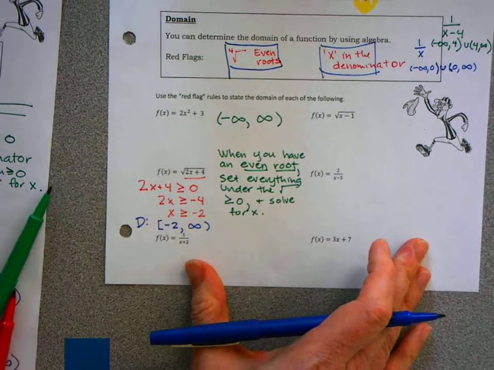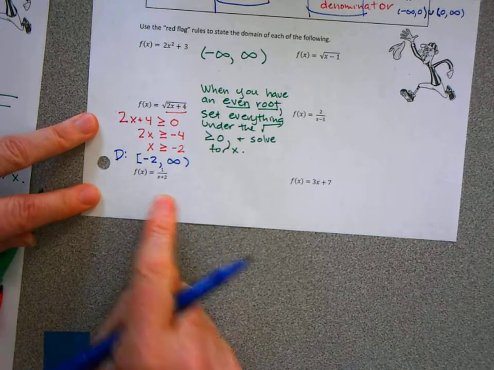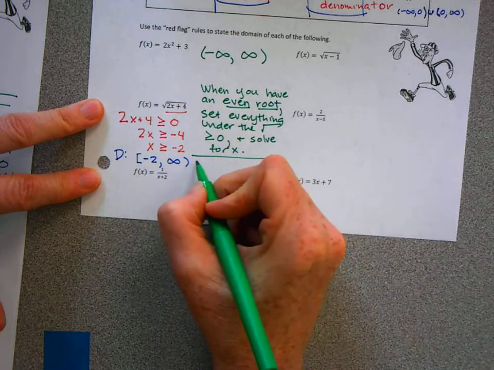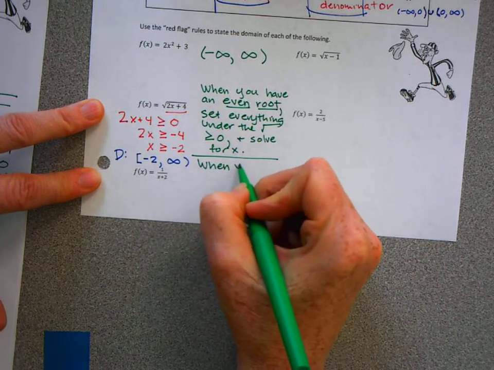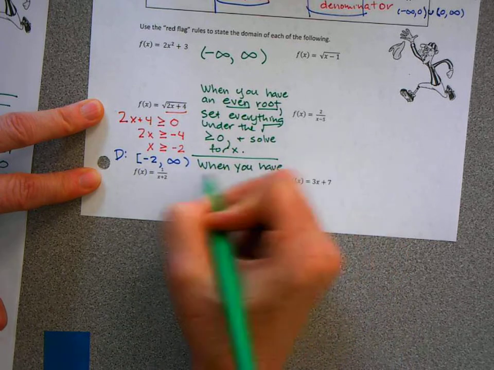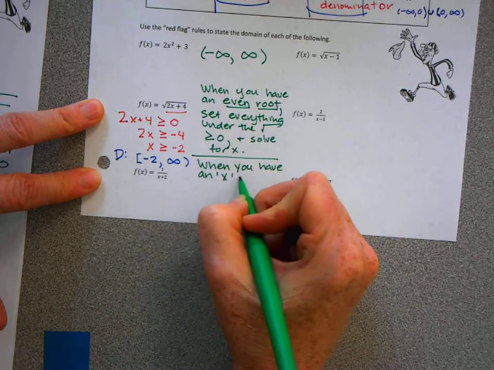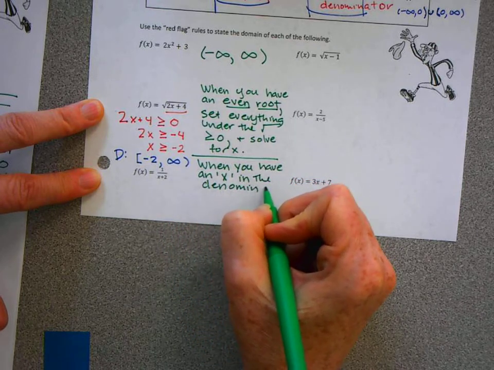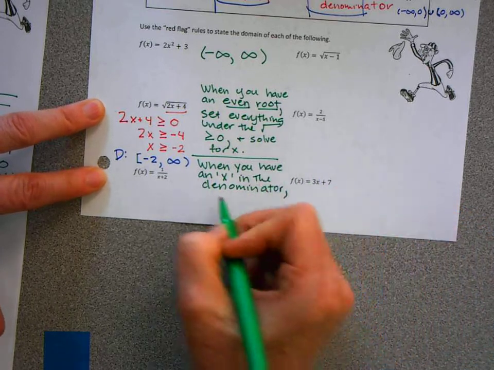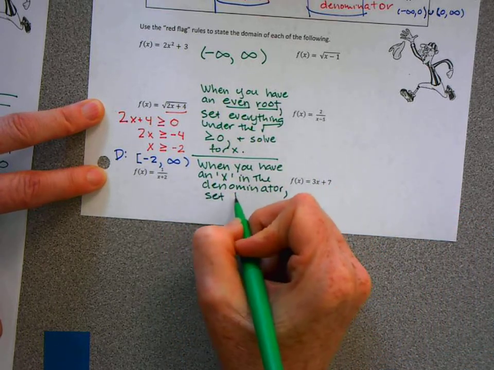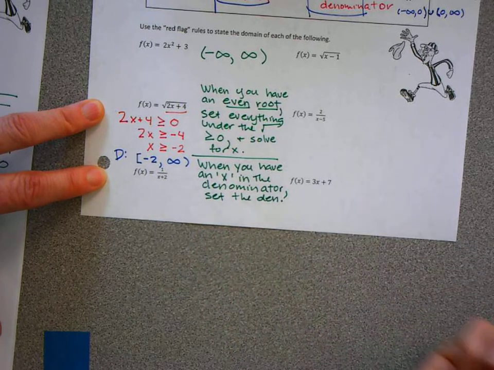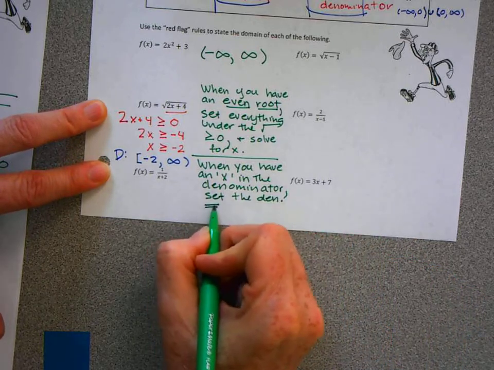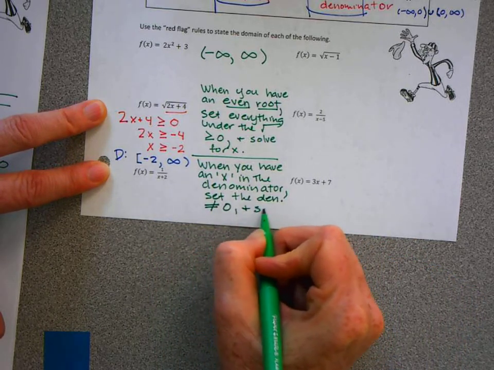Now let's do this problem. We have a different flag. All right, so let's write a little line here. When you have an x in the denominator, what do you do? When you have an x in the denominator, set the denominator, I'm just going to write it shorthand, set the denominator not equal to 0, and solve for x.